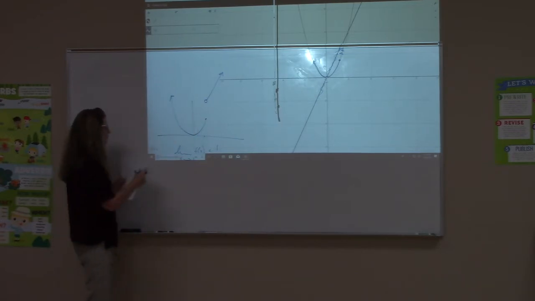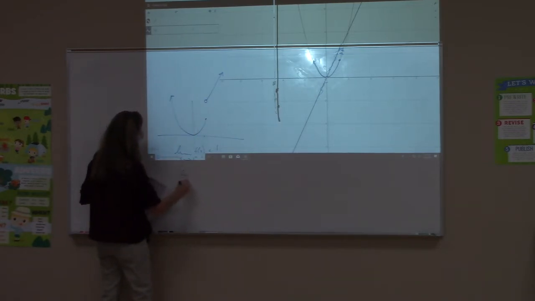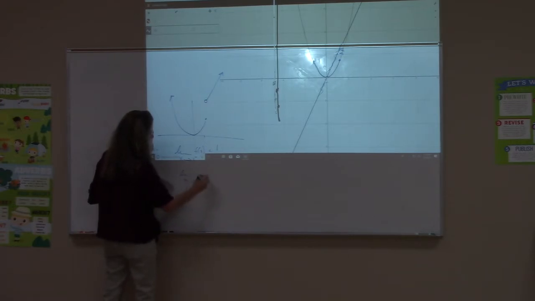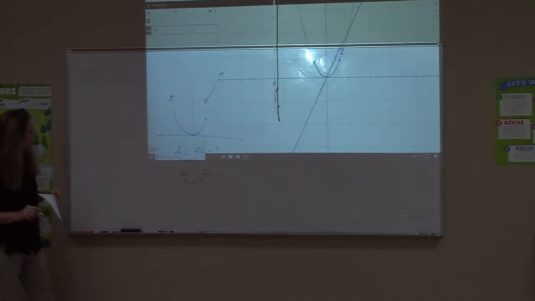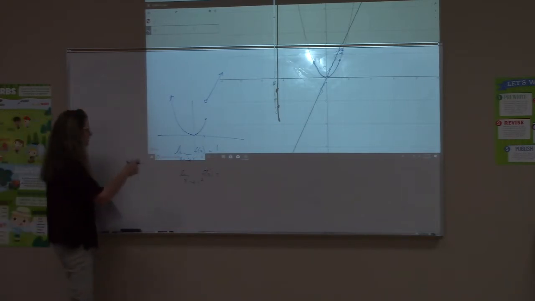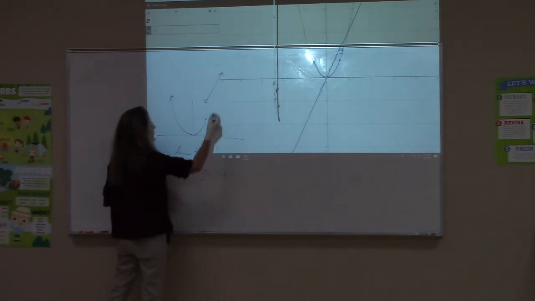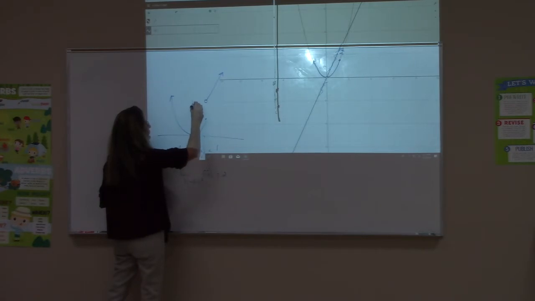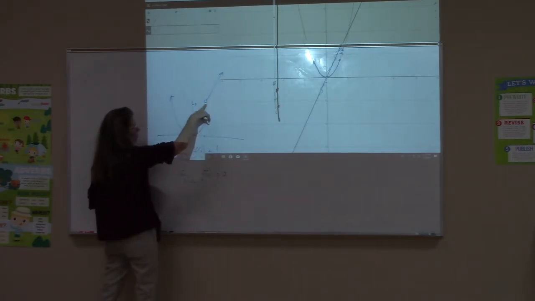Okay? The limit as x approaches 1 from the right of the function, what's that one going to equal? So you're going to use the 2x, right? So 2 times 1 is 2. Makes sense. Here's 1 here. Here's 2 here. I come in from the right, and I'm approaching 2. Okay?